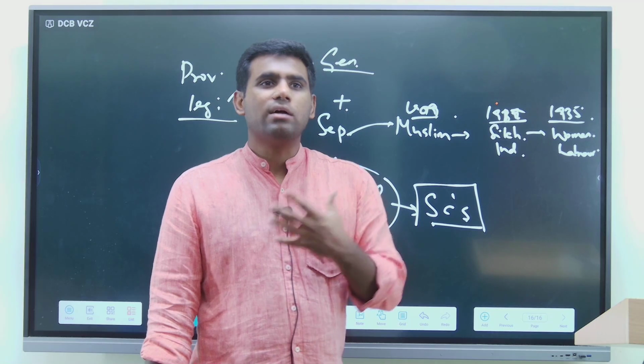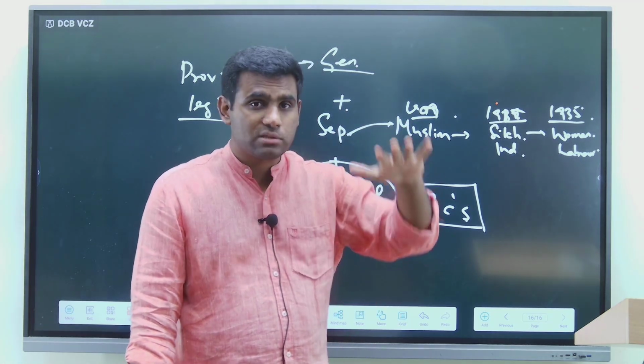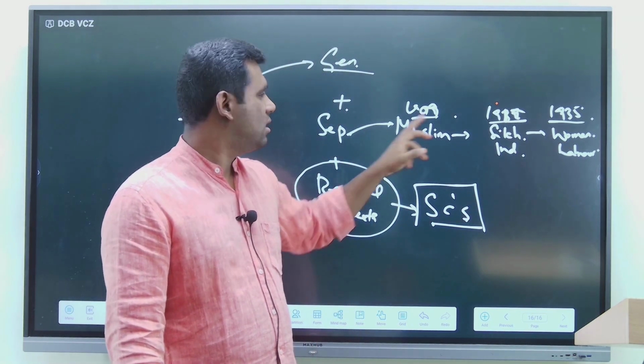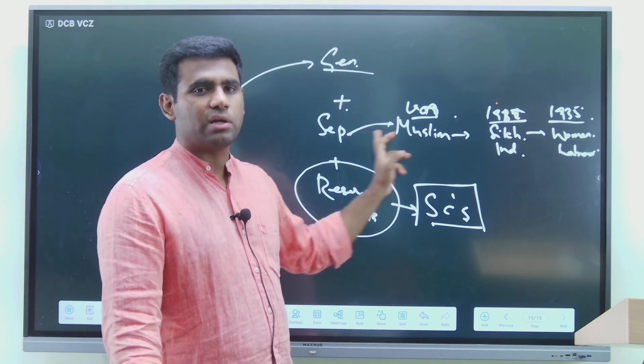So there was a general anger in the minds of labor. So Britishers wanted to pacify that anger. That's why labor was given representation in the provinces by giving a separate electorate for them.